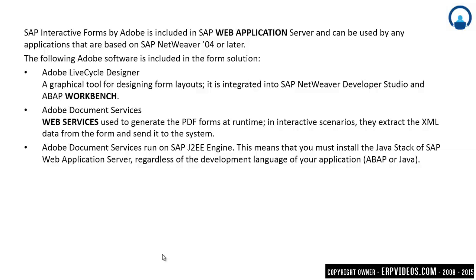And last we have Adobe Document Services which runs on SAP J2EE engine. This means that you must install the Java stack of the SAP Web Application Server regardless of the development language. That is, whenever we install the SAP Adobe Forms, we require this document service where the data must be installed on the Java stack of that application server, that is a web application server, regardless of the development language, that is either Java using the WebDynPro or ABAP using the ABAP Workbench which has been used by our application.